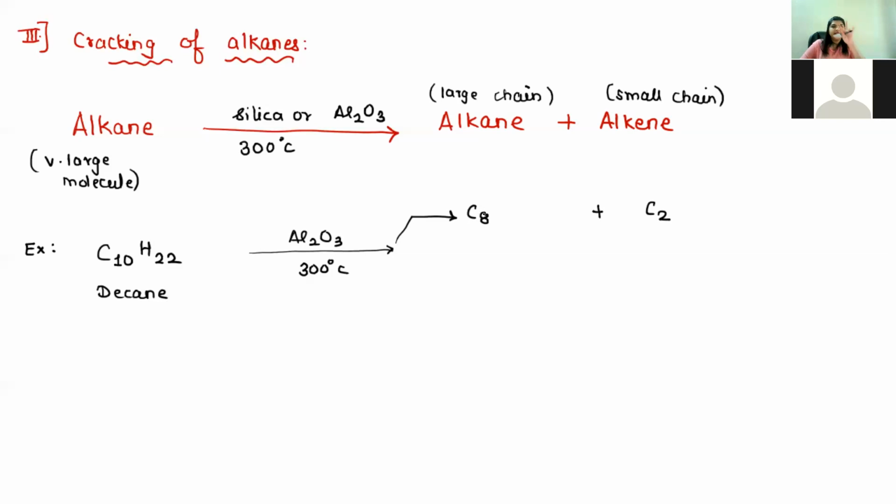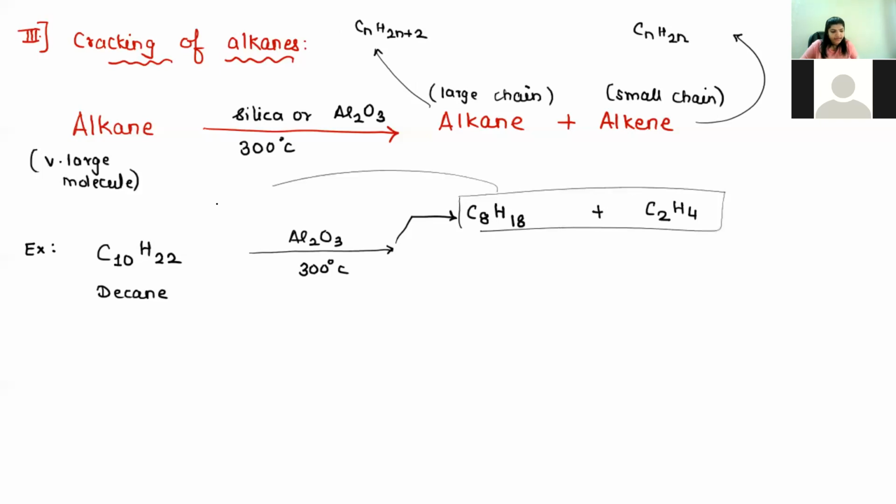As I told you, there will be two products, one big product and one small product. The big product, the one with more carbon atoms, will be my alkane. And what is the general formula of alkane? We know that alkane follows CnH2n plus 2 and alkene follows the formula CnH2n. So 8 into 2, 16, 16 plus 2, 18, and this will be C2H4. So you are not eliminating any carbon, neither any hydrogen. If you add both of them, you will get this. It's only the way you are breaking it.